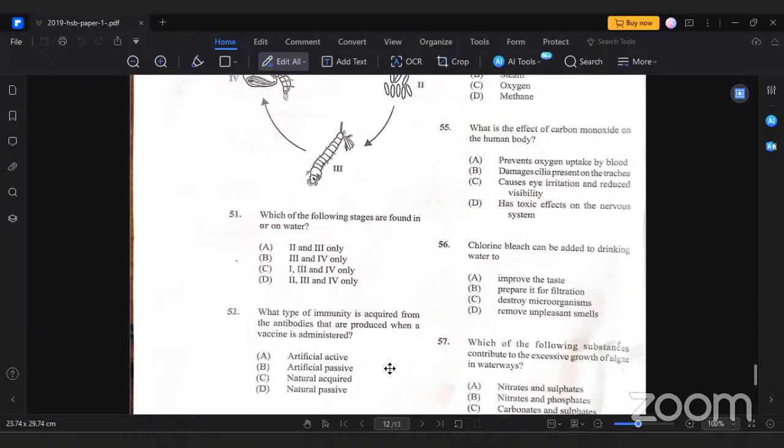C, does it cause eye irritation and reduce visibility? D, does it have toxic effects on the nervous system? What is our answer for 55? I think Rapid JA is referring to 55 to be A, and in that case, you would be definitely correct. It prevents oxygen uptake by the blood. Correct, Rapid JA.